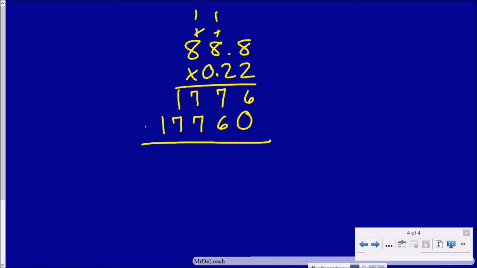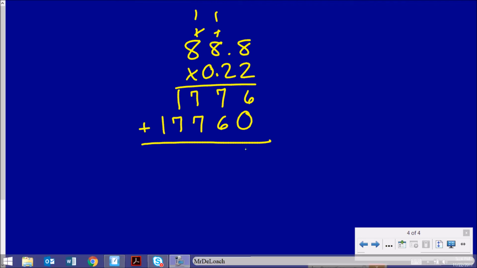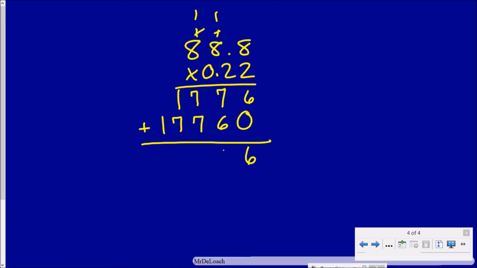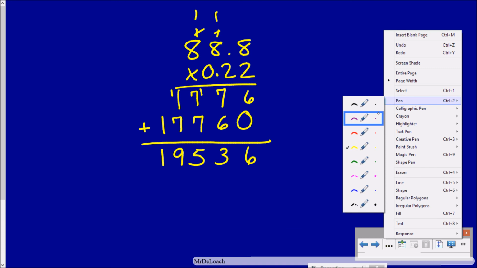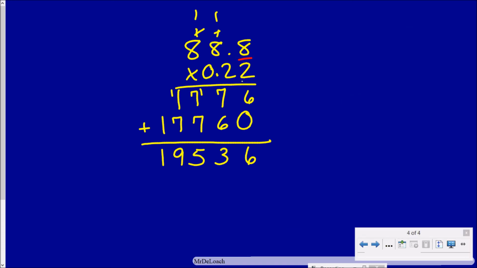And now we're going to find the sum of those two products. So 6 plus 0 is 6. 7 plus 6 is 13, carry your 1. 7 plus 7 is 14, plus 1 is 15, carry your 1. 1 plus 1 is 2, plus 7 is 9, and then I just add 1. So, if you look at the number of digits to the right of the decimal points in the factors, you have 1, 2, 3 digits. So therefore, in your answer, you will also have 3 digits, giving you a final answer of 19 and 536 thousandths.